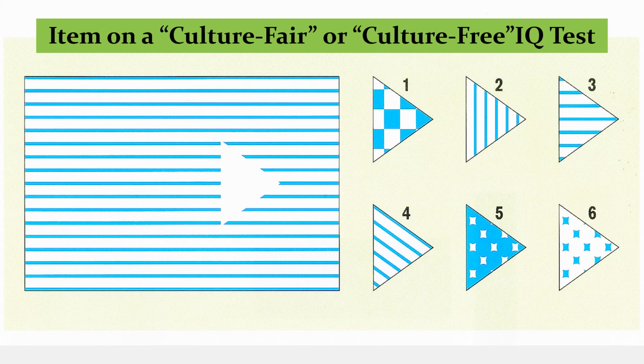So notice that you don't need any language for this test. You simply look at it and you see, oh, there's a missing space of a triangle, and then there's 6 triangles to choose from. Which one would fit? I like number 5, it's pretty, but the right answer, of course, is number 3.